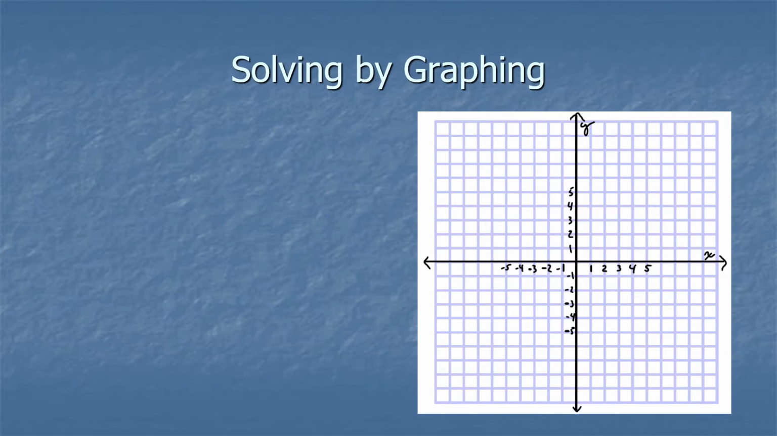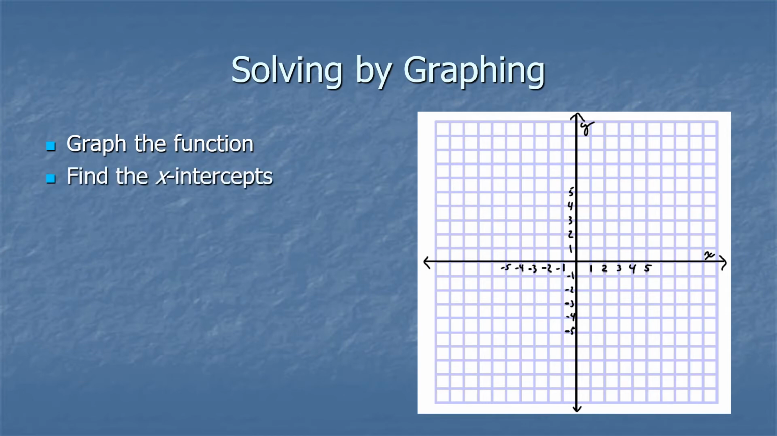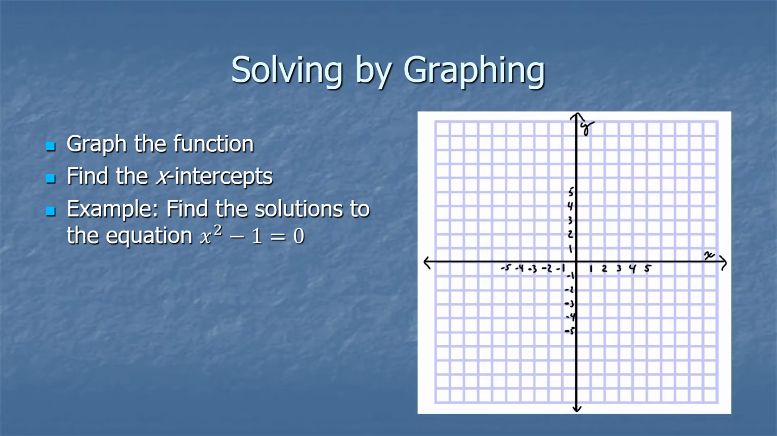Let's take a look at the solving by graphing procedure and doing an example. The first step you want to do is graph the function. Next, find the x-intercepts. Let's take a look at an example. Find the solutions to the equation x squared minus 1 equals 0.